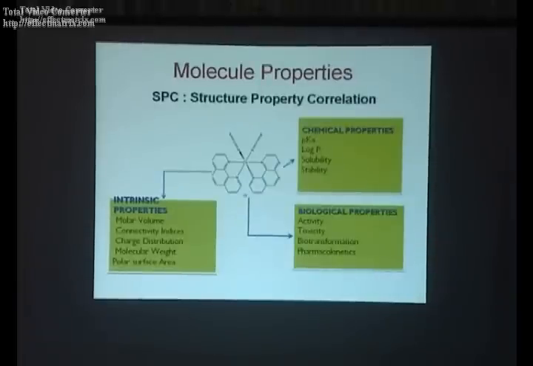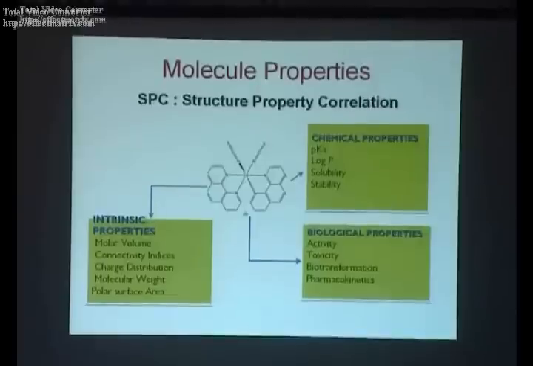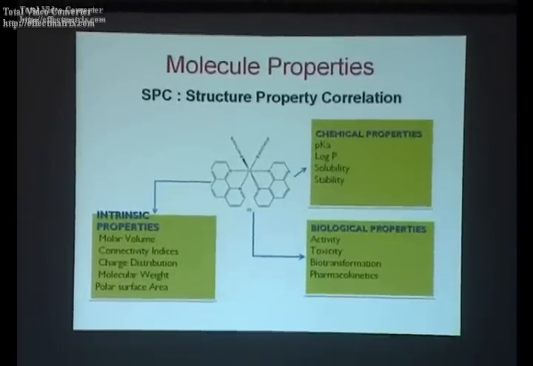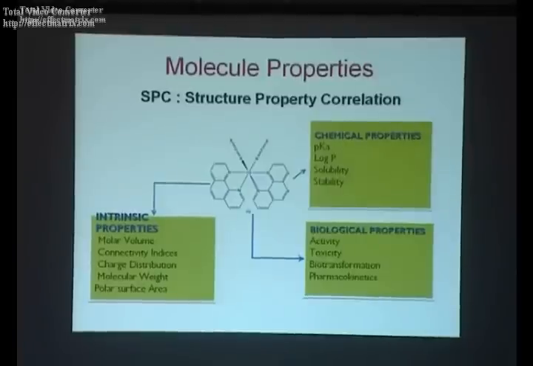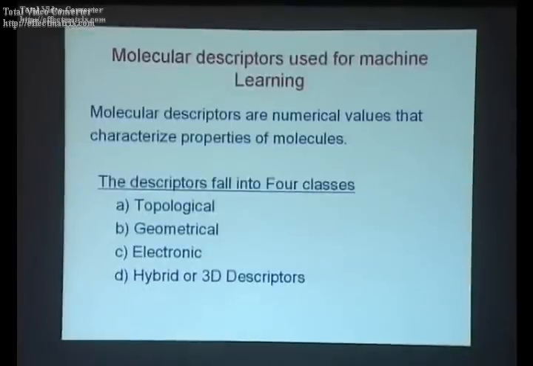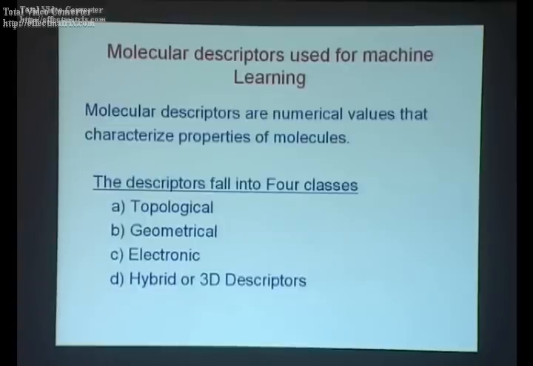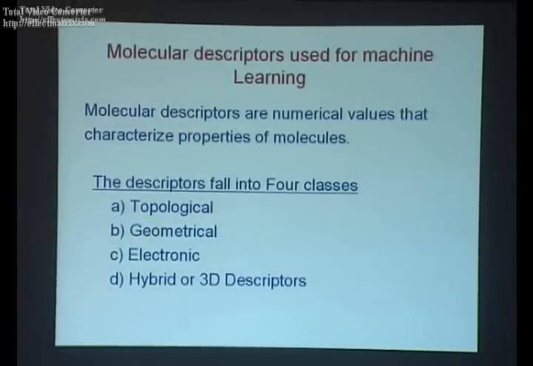Molecules contain some properties. These are chemical properties, biological properties, intrinsic properties: pKa, log P, solubility, stability. Biological properties contain activity, toxicity, pharmacokinetics, biotransformation. These are the properties which define a molecule, or molecular descriptors you can say. So molecular descriptors are used for machine learning. What are molecular descriptors? They are numerical values that characterize properties of molecules, as I said in the previous slide. They are classified into 4 categories: topological, geometrical, electronic, hybrid, or 3D descriptors.